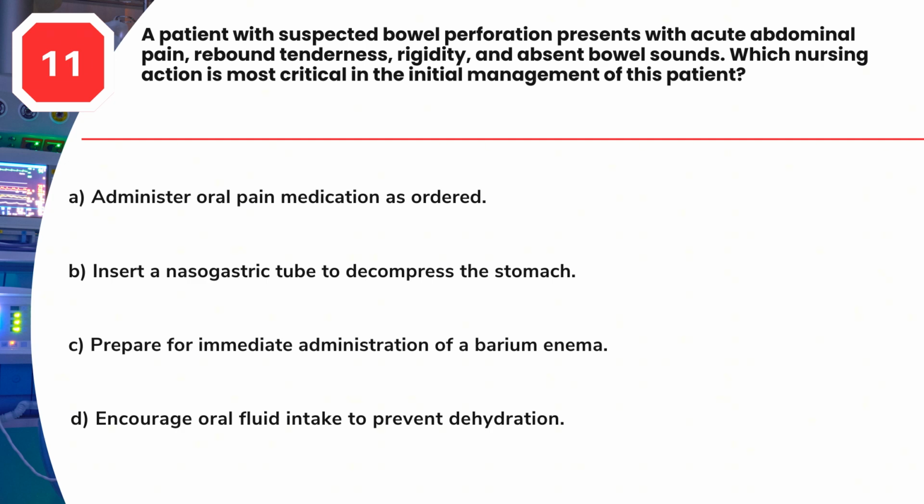Question 11. A patient with suspected bowel perforation presents with acute abdominal pain, rebound tenderness, rigidity, and absent bowel sounds. Which nursing action is most critical in the initial management of this patient? A. Administer oral pain medication as ordered. B. Insert a nasogastric tube to decompress the stomach. C. Prepare for immediate administration of a barium enema. D. Encourage oral fluid intake to prevent dehydration.